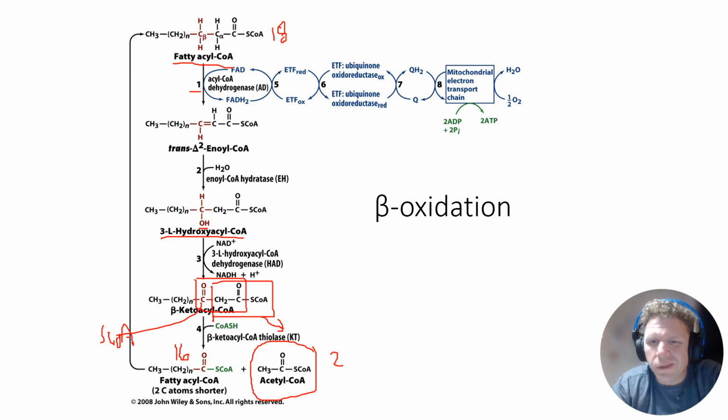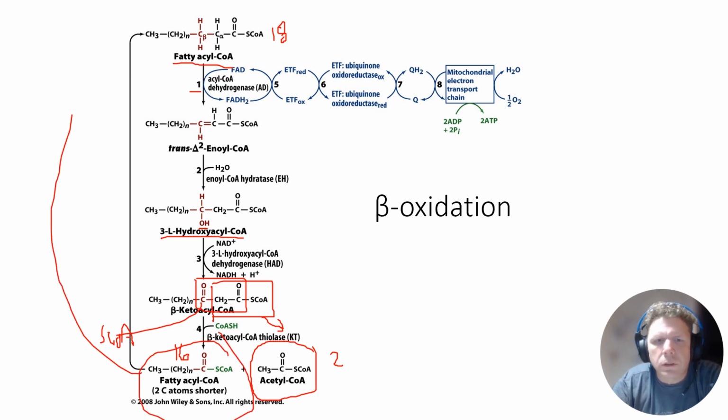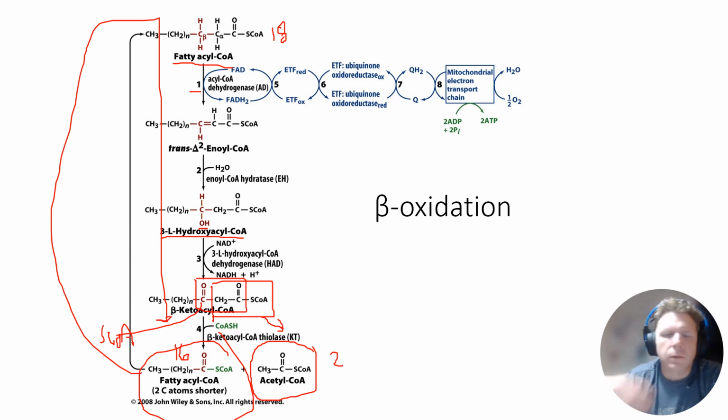Now, thinking about that acetyl-CoA, what can you do with that? Well, that acetyl-CoA can feed into the citric acid cycle. Then our fatty acyl-CoA that's 2 carbons shorter, we're just going to send back up to the top and send right back through, removing 2 carbons at a time. We'll repeat this over and over again until we get down to a molecule that's 4 carbons long, and we'll split that 4 carbon long molecule into 2 acetyl-CoA molecules.